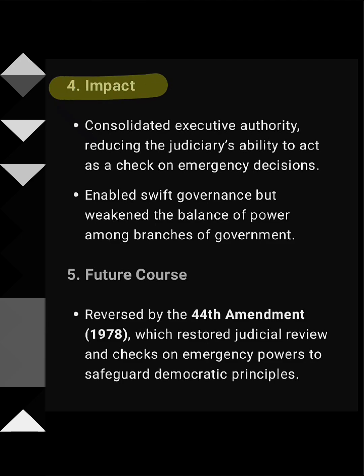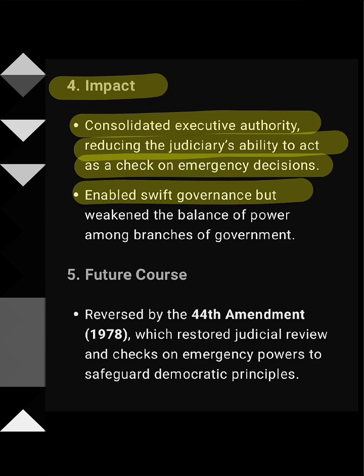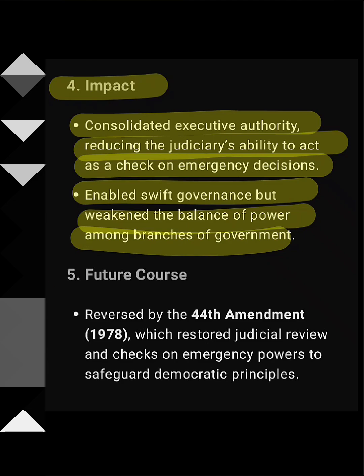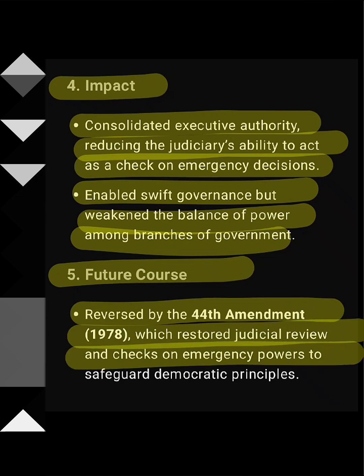What was the impact of this amendment? So this amendment consolidated executive's authority by reducing the judiciary's ability to act as a check on emergency decisions. And this amendment has also enabled swift governance, but this has weakened the balance of power among branches of government. What was the future course of this amendment? So this amendment was reversed by the 44th Amendment Act of 1978, which restored judicial review and checks on emergency powers to safeguard democratic principles.